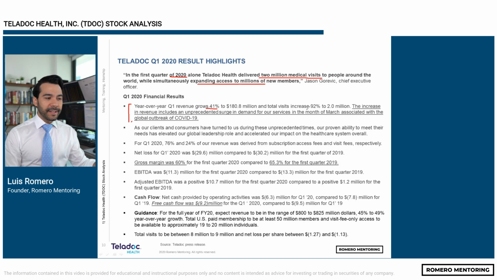And total visits, this is the accelerant factor. Total visits increased by 92%. So you can see how any change in consumer behavior, what's really happening on the ground, has an impact in the business. So if you have a company in your portfolio and you see that in the most recent quarter, revenue increased by 50 or 60%, try to pay attention to the main catalyst.